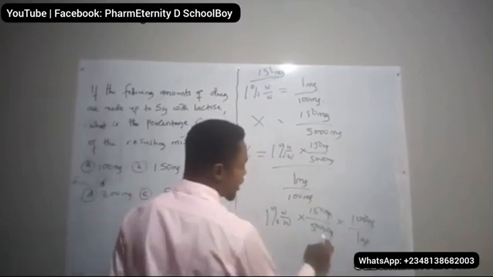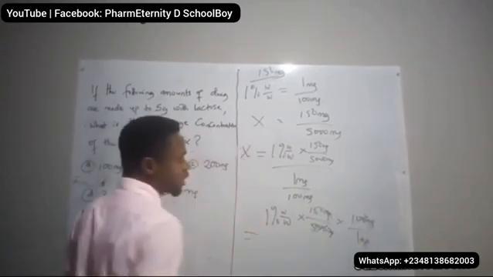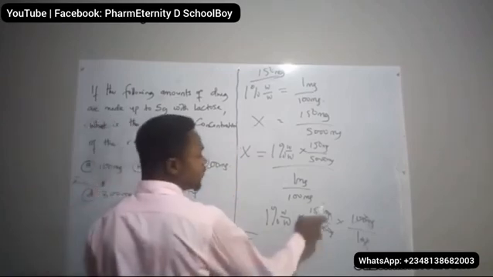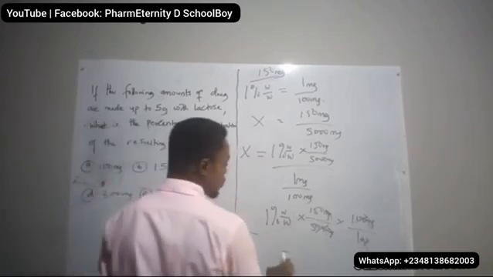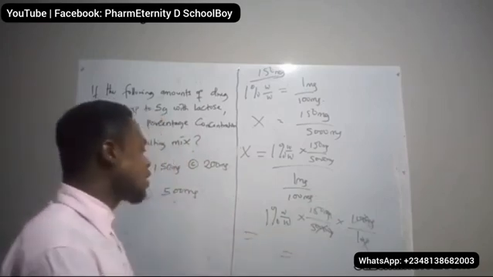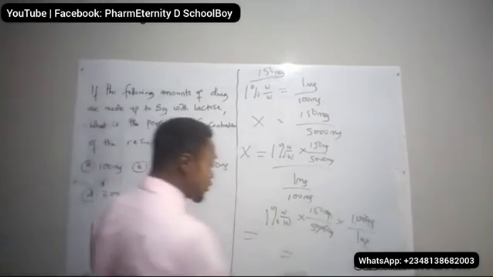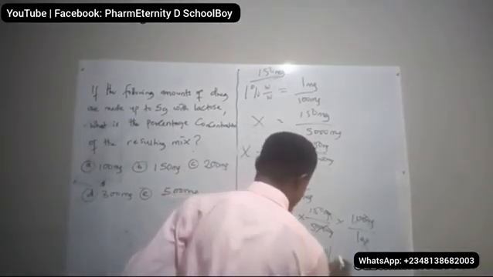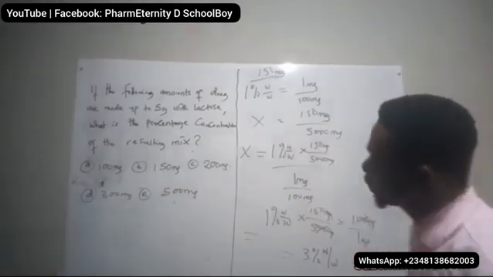So 100 will take 20 here, will take 20 in this 5,000, remaining 50. 50 divided by 150 will give us 3. Yeah, that's what it should give us. So 3 times 1% weight per weight gives us 3% weight per weight.